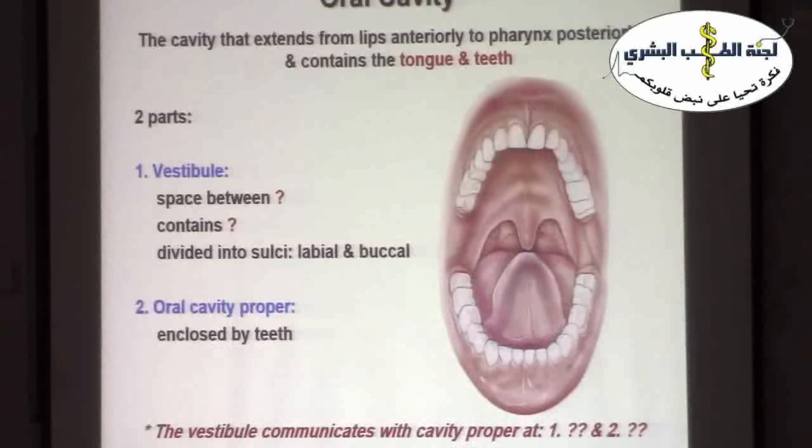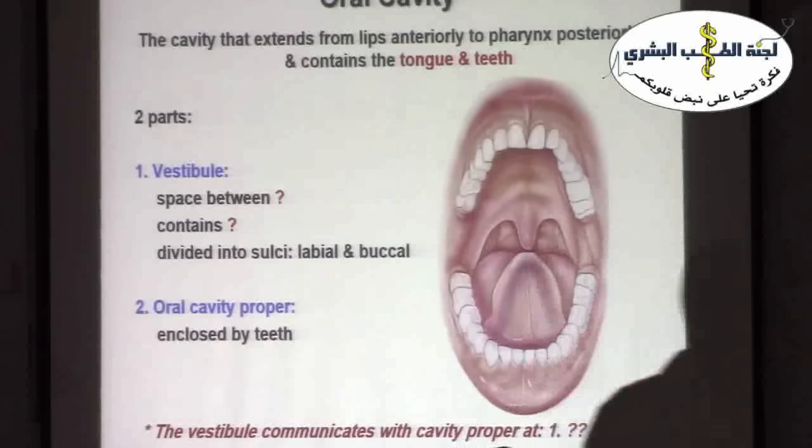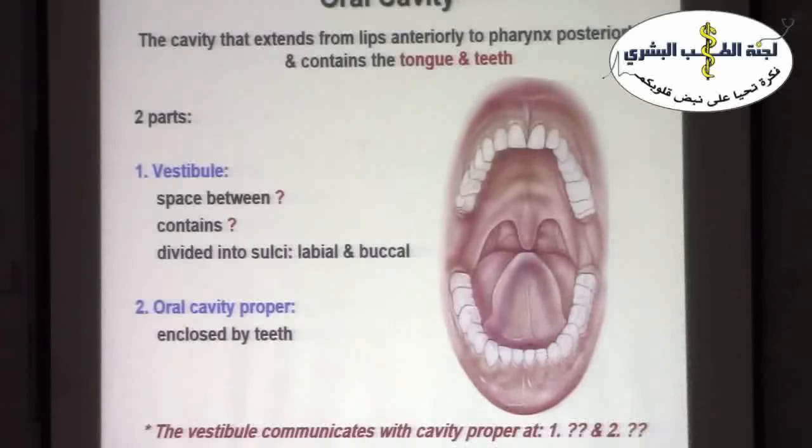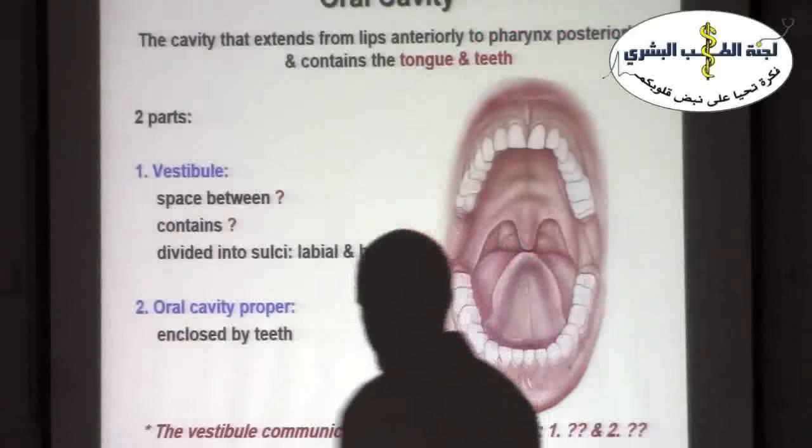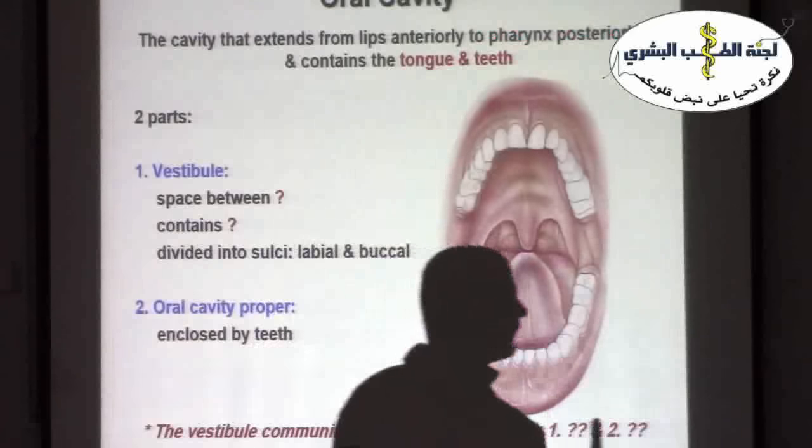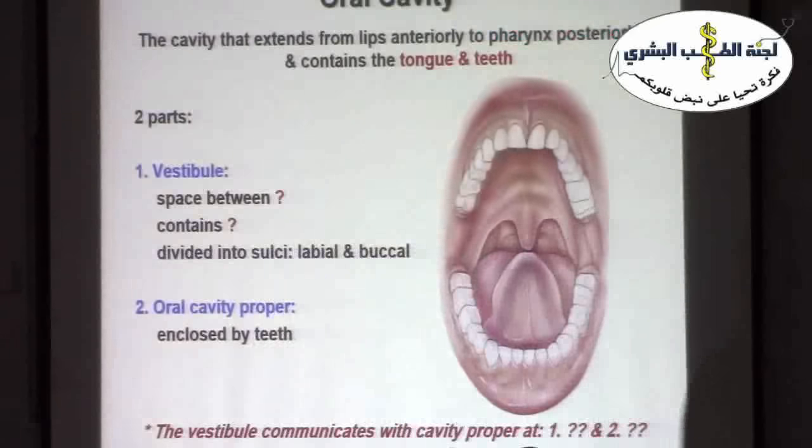The borders, it's the cavity or the space that extends anteriorly from the labial fissure. Labial fissure is the space between upper and lower lip, okay? From the labial fissure anteriorly, all the way posteriorly to the pharynx, until the pharynx. So these are the borders. And what does it contain? Two main things we relate to, the teeth and the tongue.